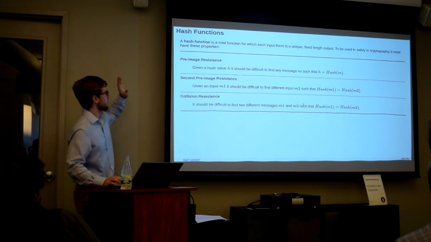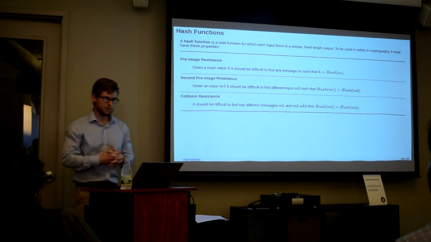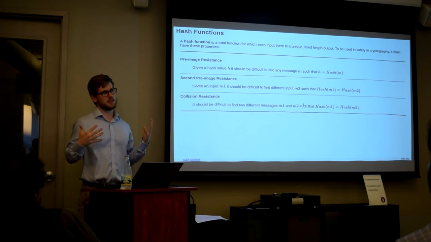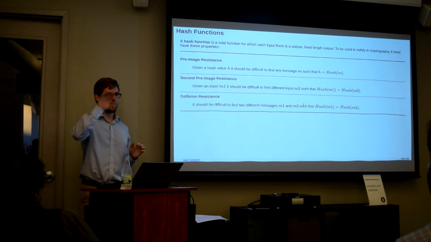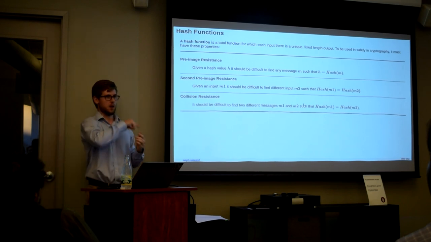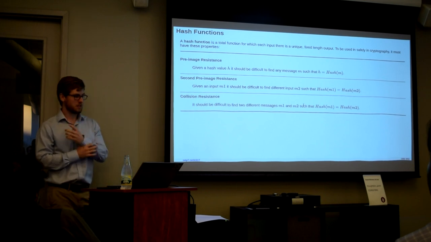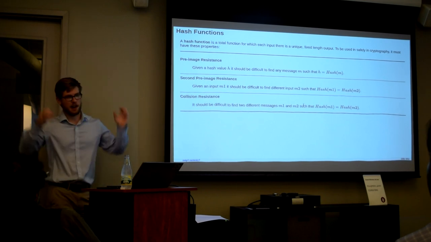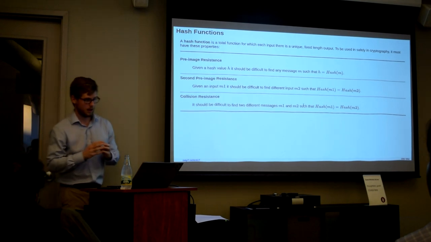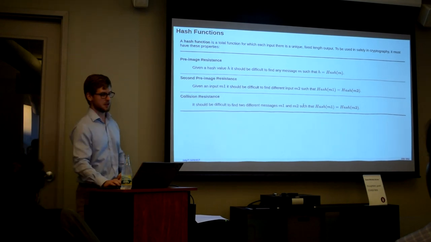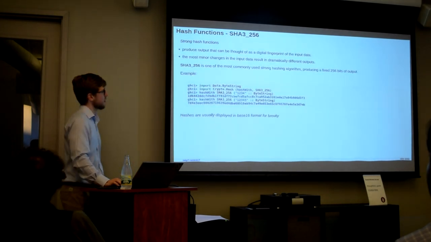to be used safely in cryptography, they must have these three properties. These are really fancy ways of saying simple things. So basically you want a guarantee that if I hash one piece of data, from the result I cannot figure out what the data is that I hashed. And you also want collision resistance, which basically means if I take two pieces of data, they don't end up with the same output. This is very important because you can think of hash functions as digital fingerprints.